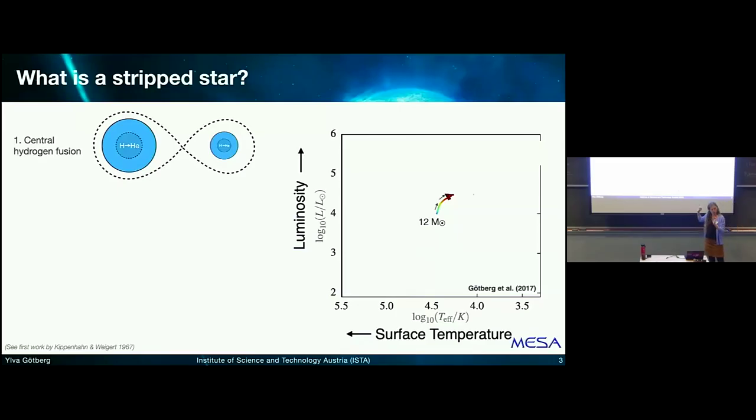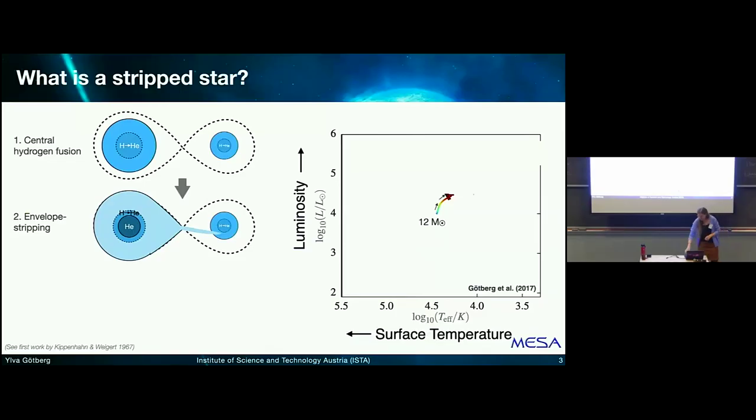It evolves a little bit. This is a 12 solar mass star. It becomes slightly more luminous, slightly cooler. After the main sequence, the star has depleted hydrogen in the center. This helium core contracts, ignites hydrogen in a shell around the helium core. And this causes the star to expand drastically. This expansion makes the star fill its Roche lobe.